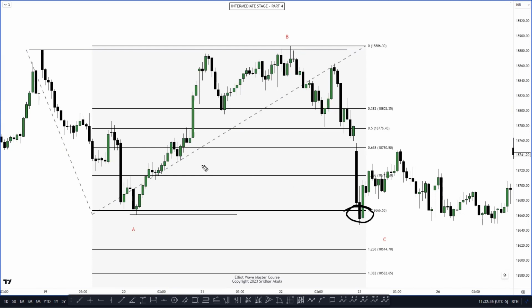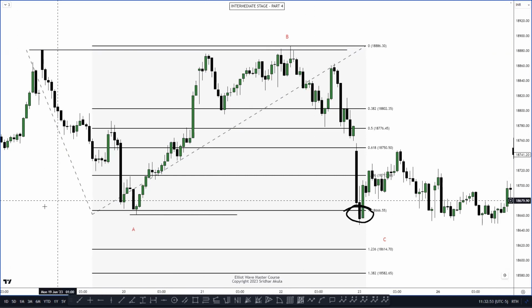So now where will this wave form? That I want you to put in the comment section. Where do you think the expanded flat ABC will form? I want you to put it in the comment section. Right or wrong does not matter. You are learning, so I hope you try and answer the question.